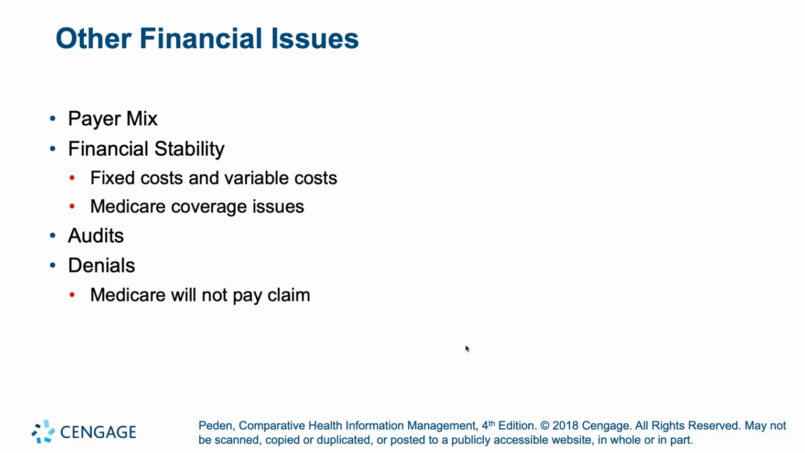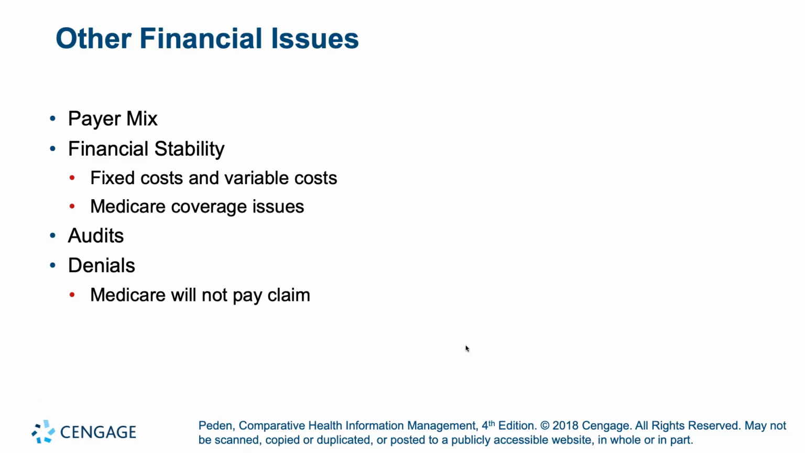And financial stability, you have fixed costs, you have variable costs. Fixed costs, there's not much you can do about those. Variable costs, you have to just adjust and try and manage those as best you can. So when you have lots of patients and you have lots of healthcare workers, that's one thing. But when your volume of home healthcare visits is low, you need to handle your labor costs and handle other things appropriately. And then there's Medicare coverage issues that can pop up now and again.